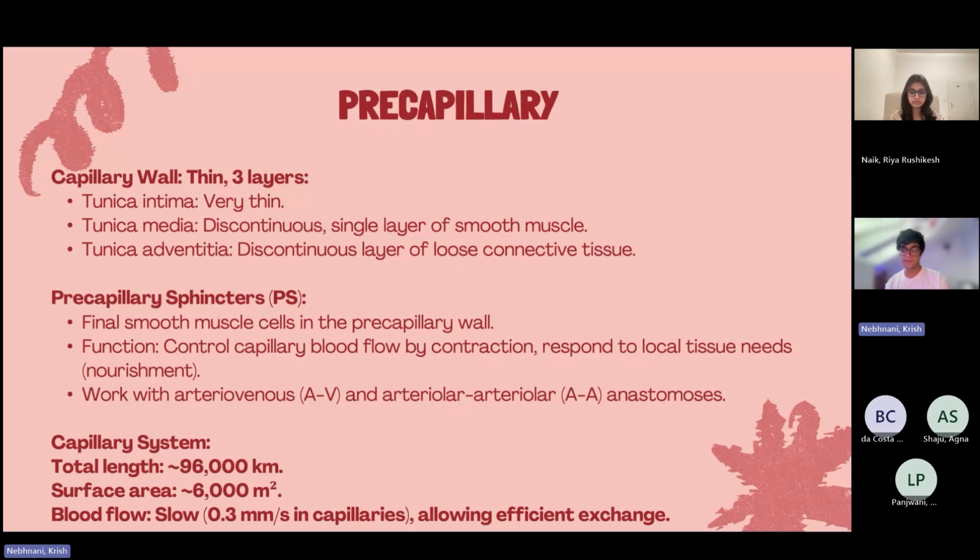The precapillaries have these sphincter-like things. These sphincters are basically formed of smooth muscle cells. They are going to encircle the wall of the precapillary. They will help contract the capillary and control the blood flow. Also help release local factors to the tissues, which will help in nourishment of the tissues.